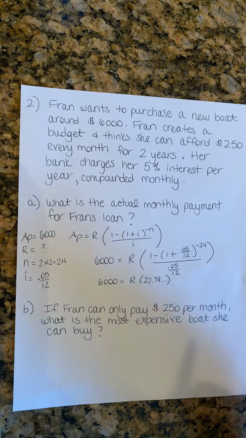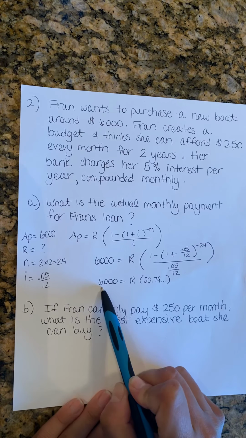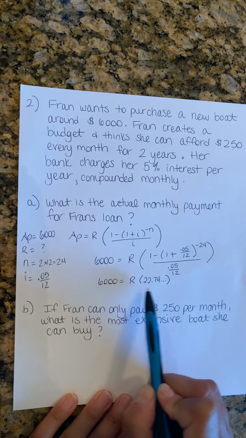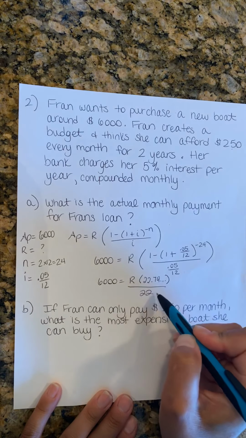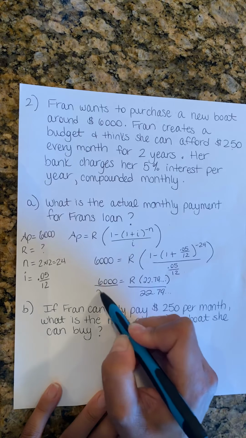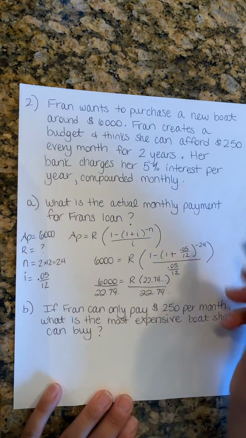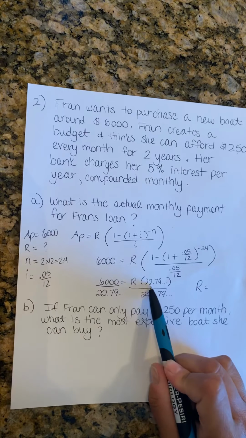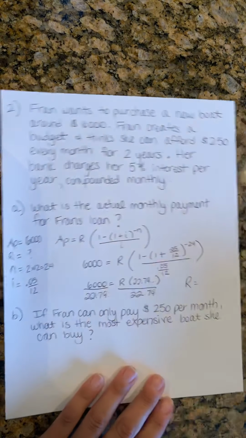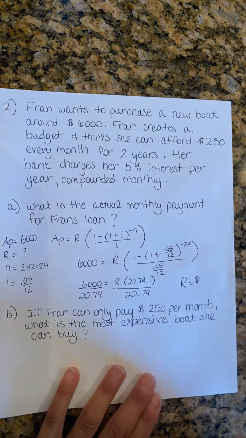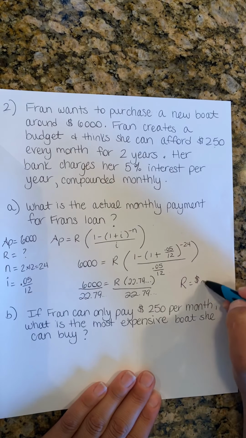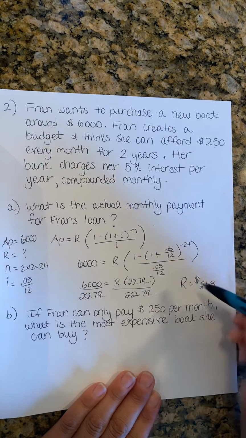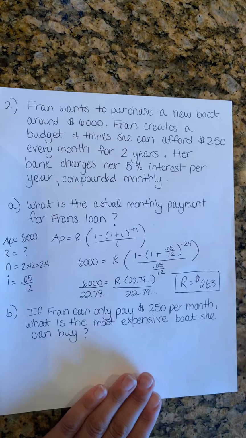So this one's a little different because we have the number over here. If I want to get R by itself, these two are being multiplied, so I'm going to just divide it out. Remember, do not round too soon. So you should be doing 6,000 divided by that whole 22 decimal number. Our recurring payment for a $6,000 boat would be $263.02. So we're going to leave it as $263.